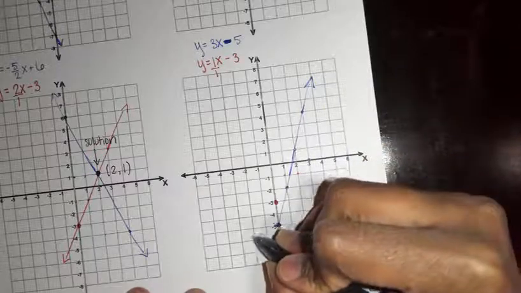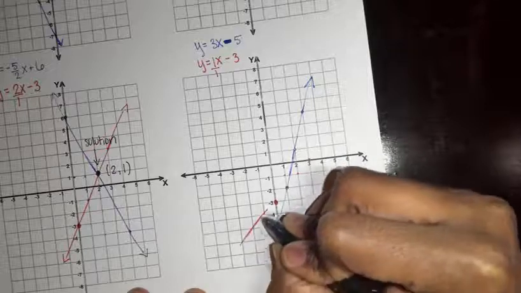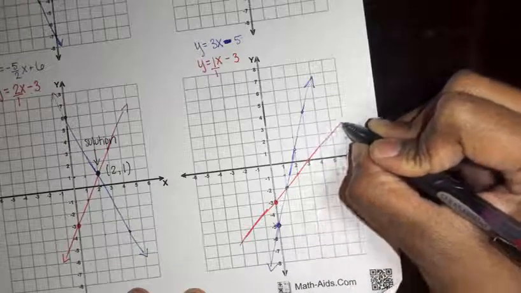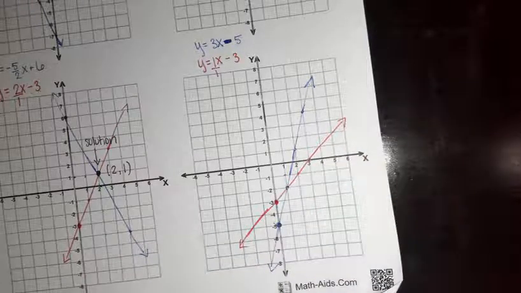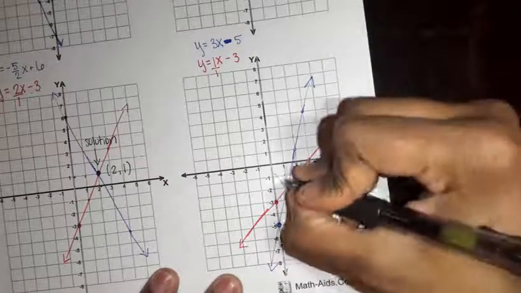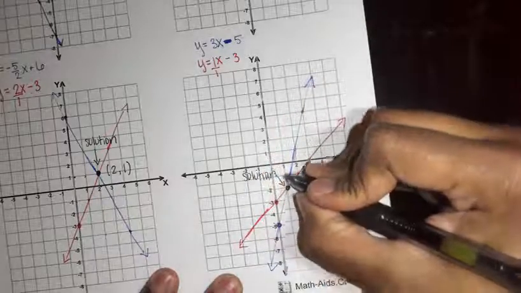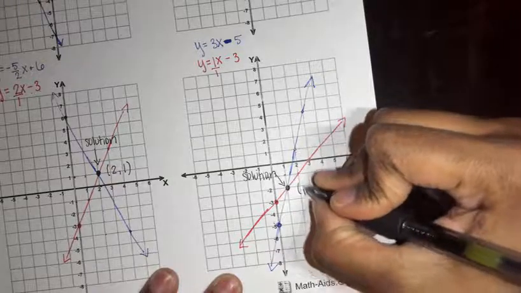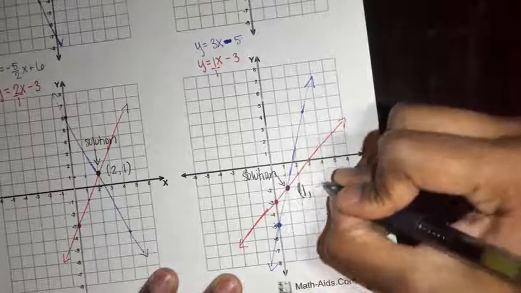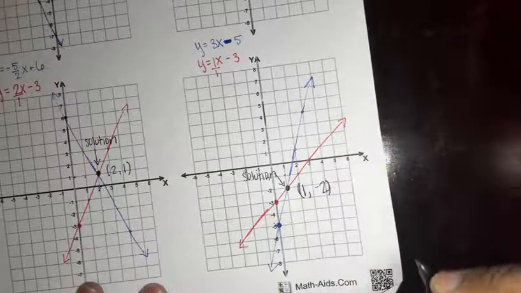So I'm just going to draw. It's not a great line, but you get the idea. So my line goes through there like this. So my solution on this one is right here. And that coordinate is 1 for my x value, and the y value is -2. So (1, -2).